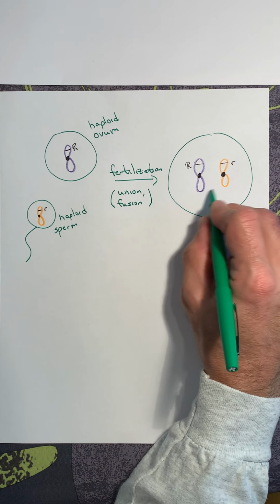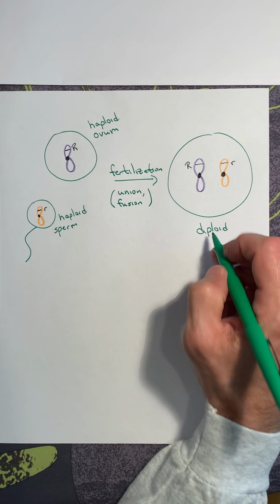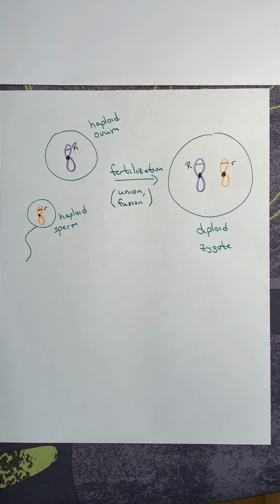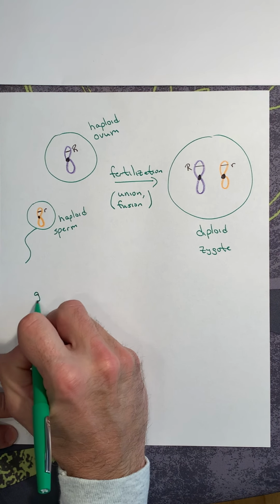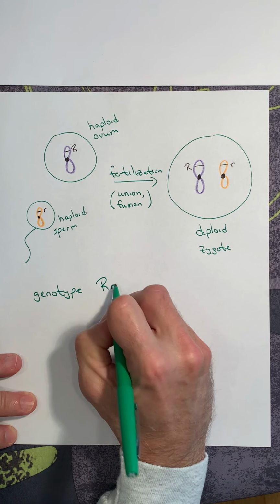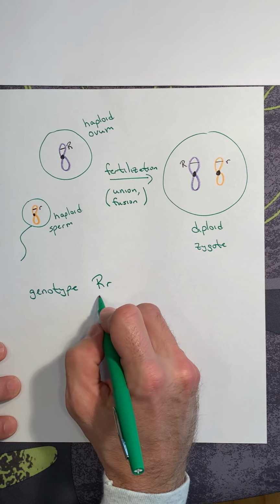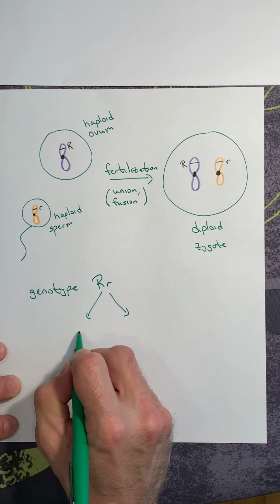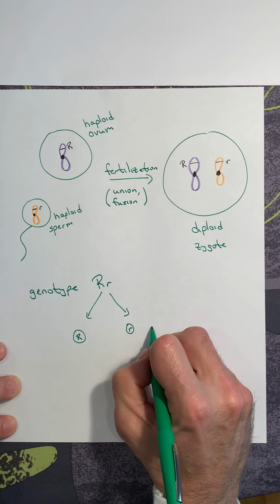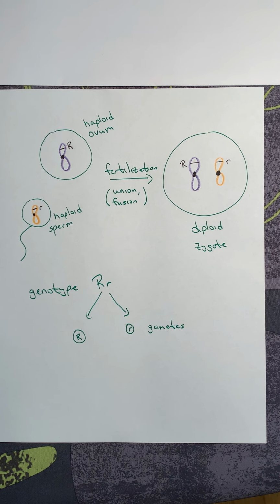And what you end up with now, since you have a homologous pair, this cell has a full set of chromosomes, therefore it's diploid. And this is a zygote. This is why when we talk about your genotype for this individual, it would be big R, little r. However, when they pass on these alleles to their offspring, these alleles are segregated or separated, and they either give their child the big R or the little r. And these are the gametes. So there you go. Here's question 4A.